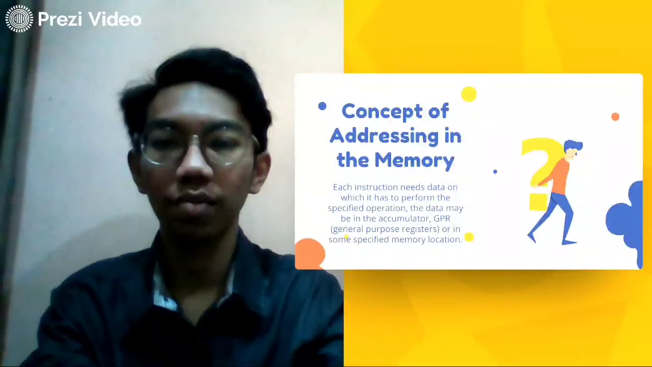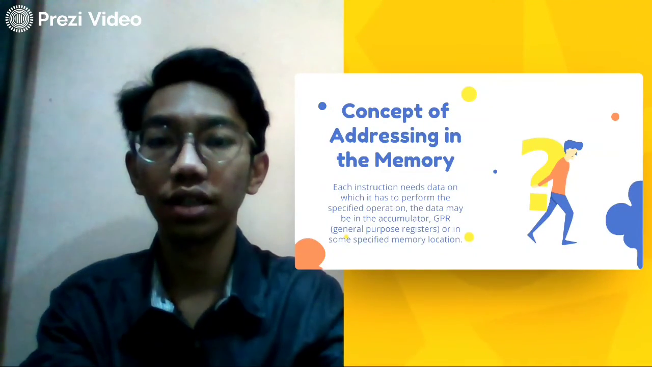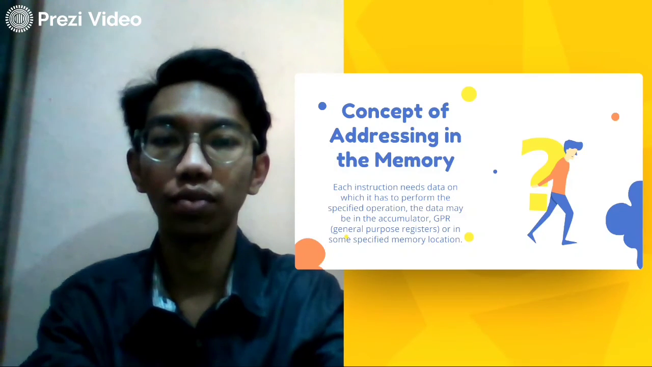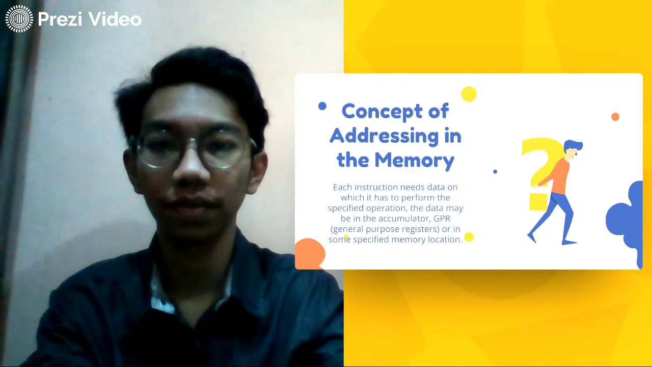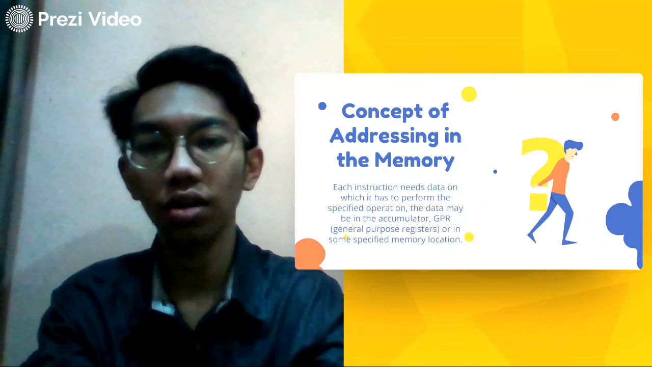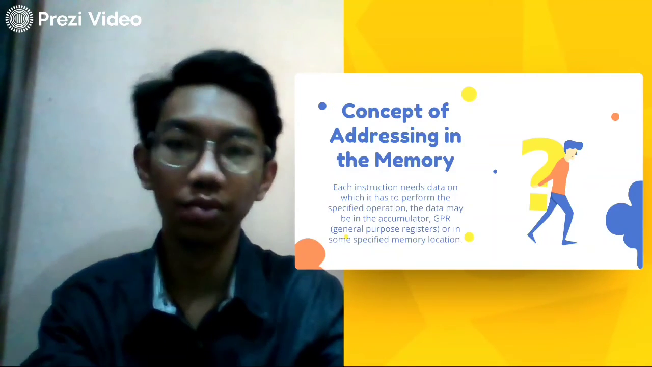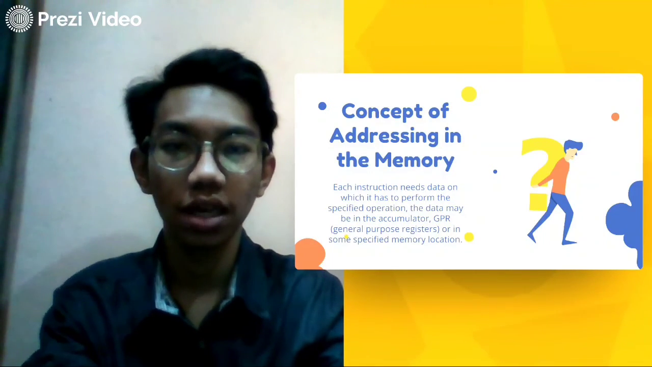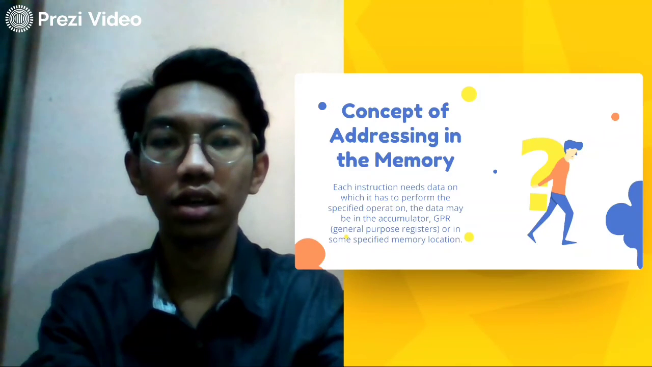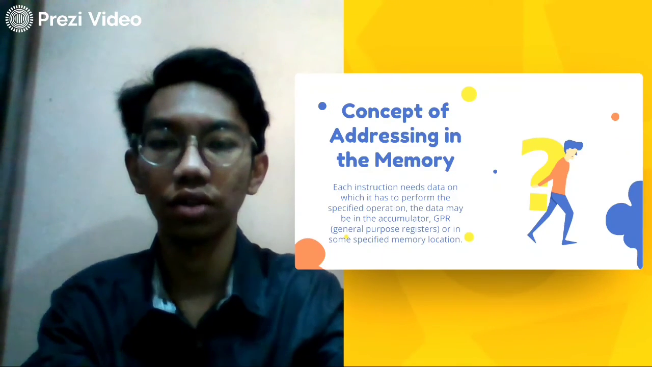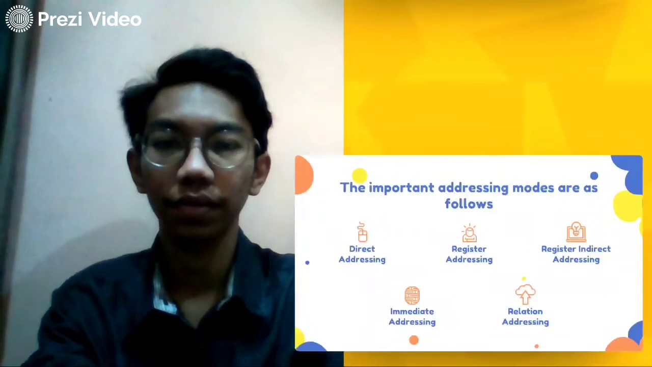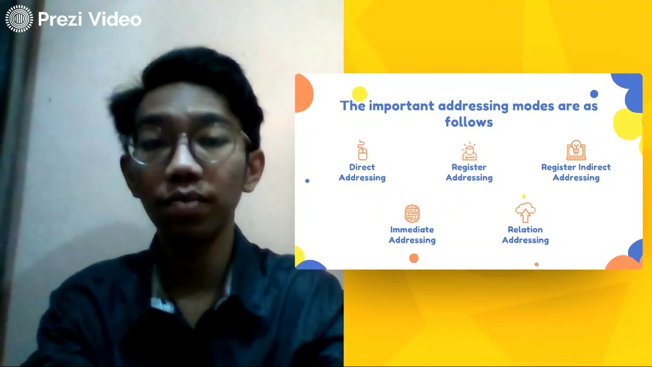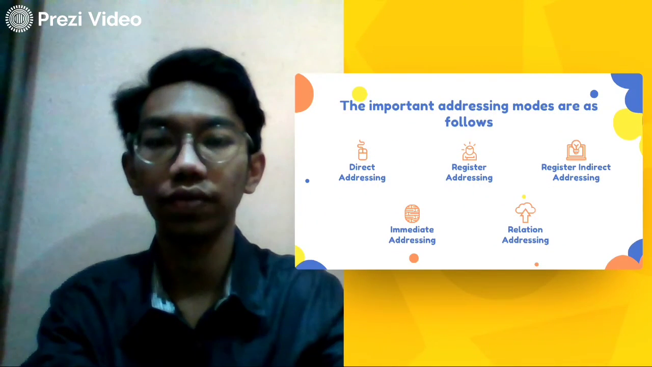Concept of addressing in the memory. Each instruction needs data on which it has to perform the specific operation. The data may be in the accumulator, GPR, or in some specific memory location. The technique of specifying the address of the data is known as addressing modes. The important addressing modes are as follows.